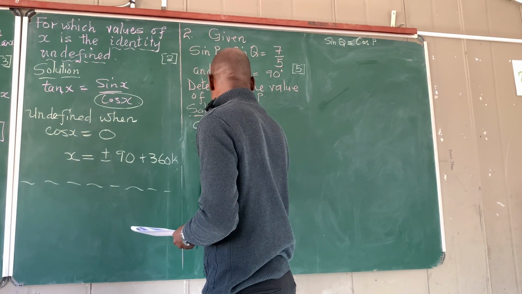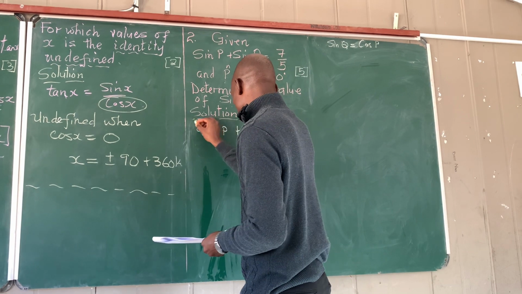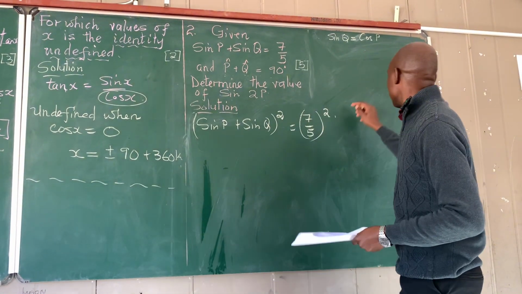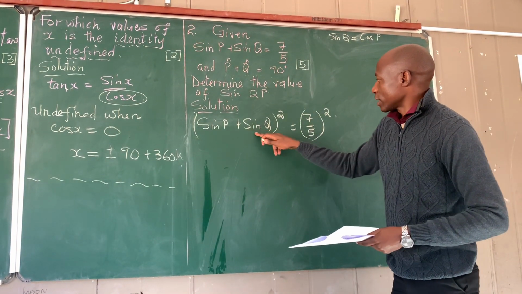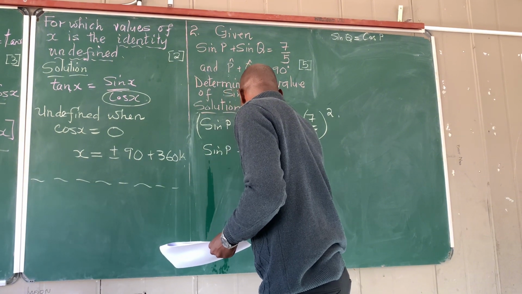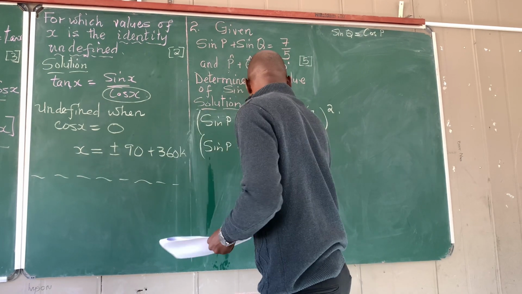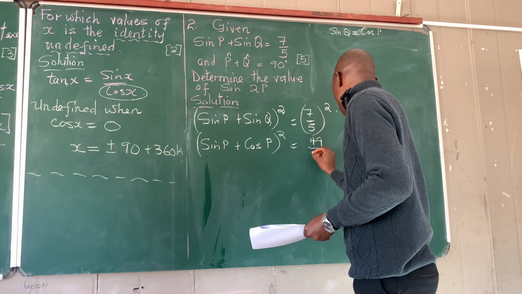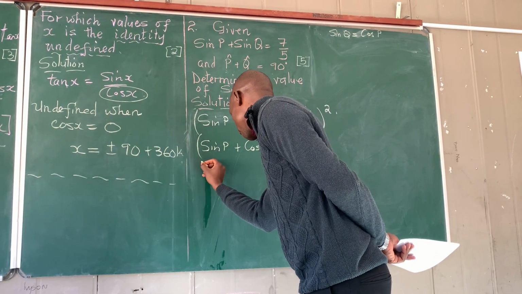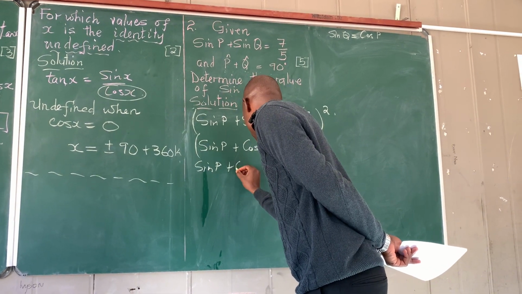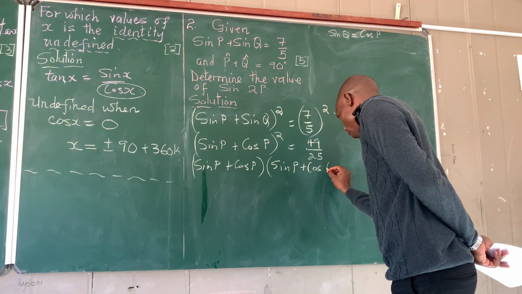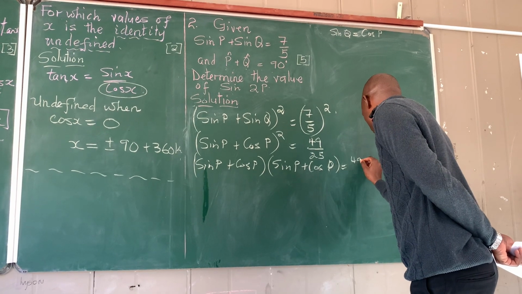Therefore, our sine p plus sine q, we said this is going to be squared, is equal to 7 over 5 when we square. But now, because these are co-functions, they add up to 90 degrees, we will replace sine q by the cosine of p. Now if we replace, we will have sine p plus the cosine of p squared. This will be equal to 49 over 25 after squaring both sides. Now, a full expansion should be done here. When you expand, we will have sine p plus cos p bracket sine p plus the cosine of p. This is equal to 49 over 25.